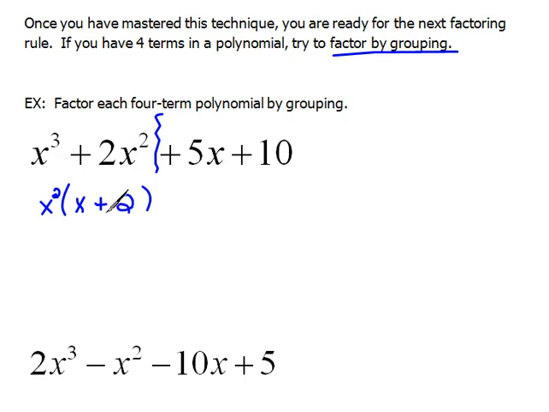Alright, so looking at that, we've done the first 2 terms. Now let's look at the second 2 terms. We have a 5x and a 10. What do they have in common? Well, they both have a 5 in common. So if we were to continue with the reverse distribution, 5 times what is 5x? Well, that would be an x. And 5 times what gives you a positive 10? Well, that would be a positive 2.